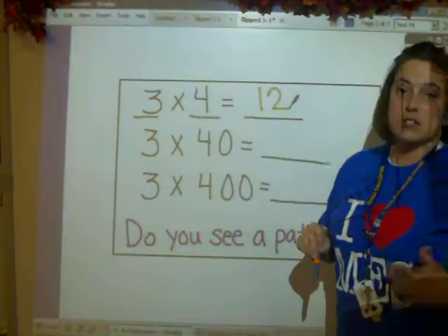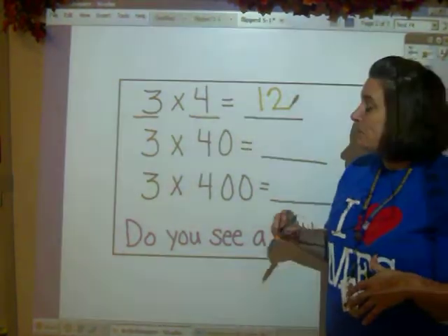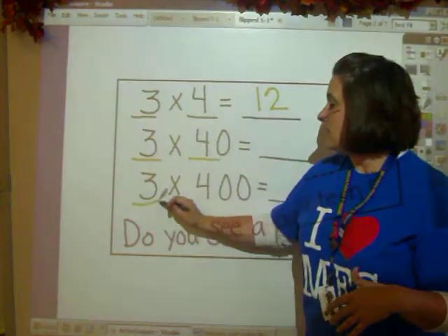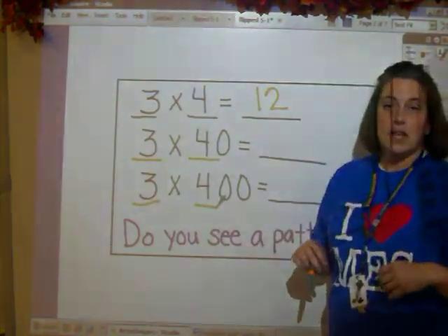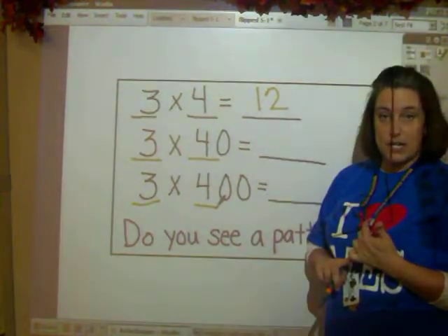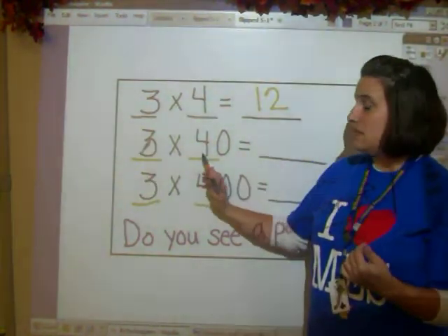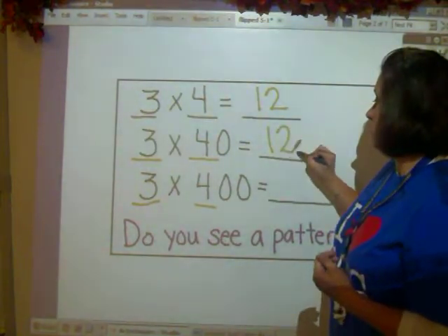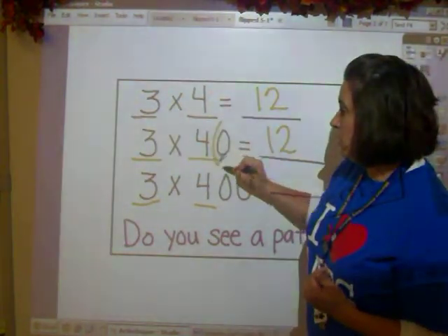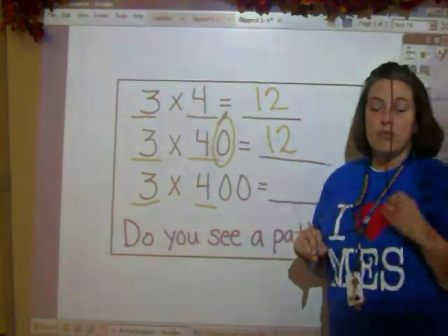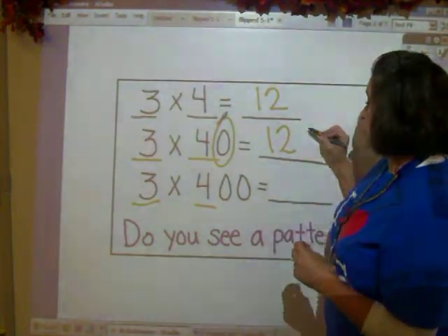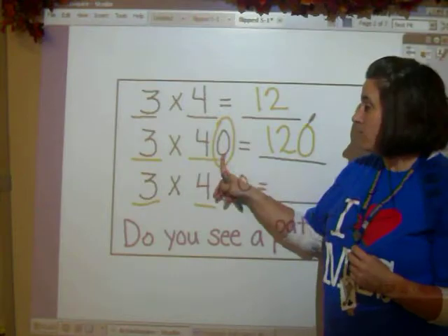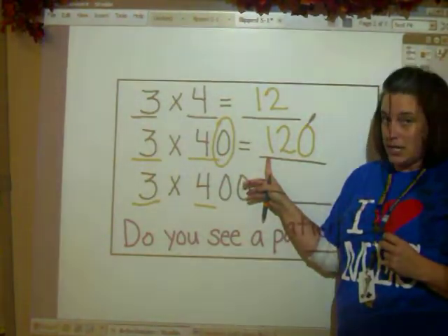So Ms. Miner is going to record my answer as 12. And then you can also underline the basic fact in all of these problems. You have 3 times 40. Well, if you find the basic fact of 3 times 4 and record your answer, then you notice we have 1 zero because we're multiplying by 10. So you record 1 zero. So 3 times 40 is the same as 120.